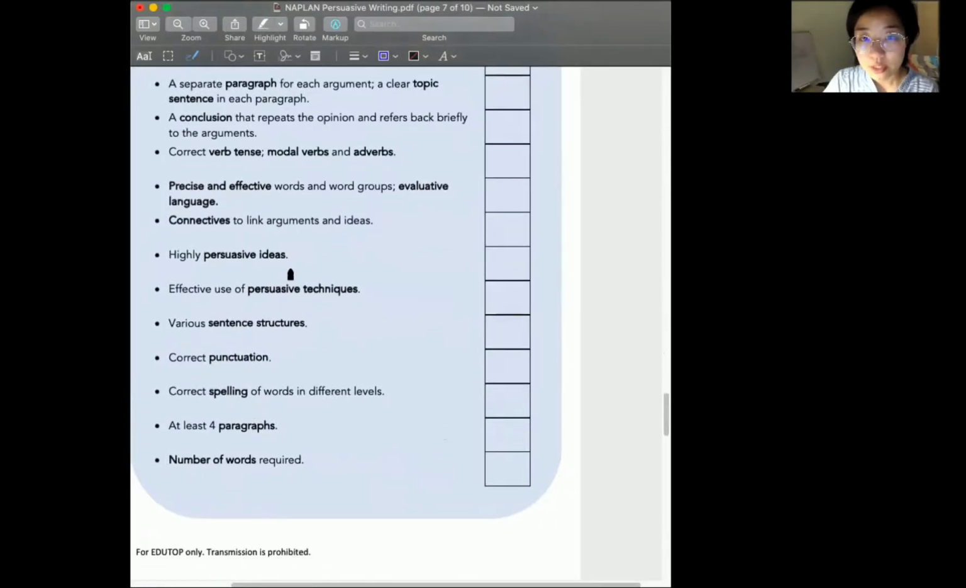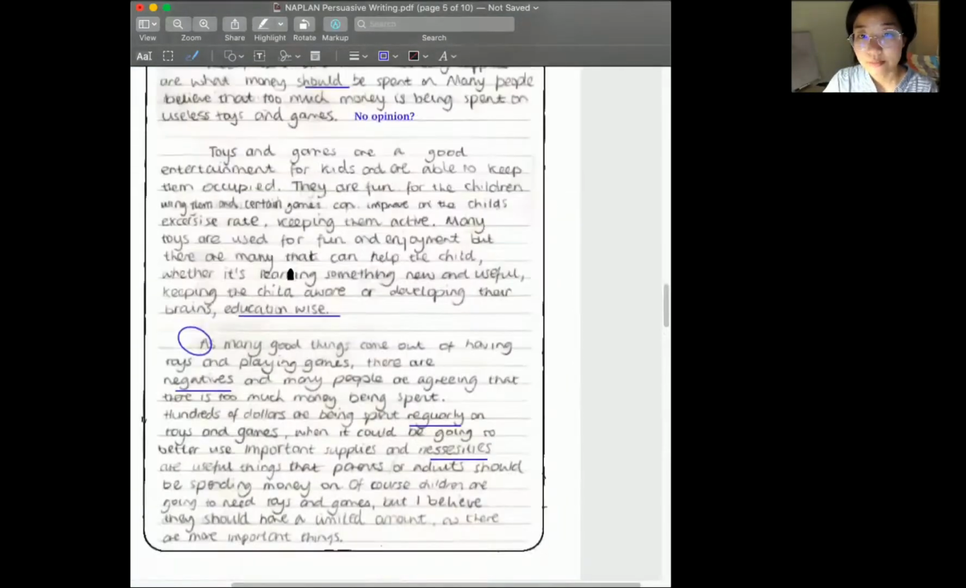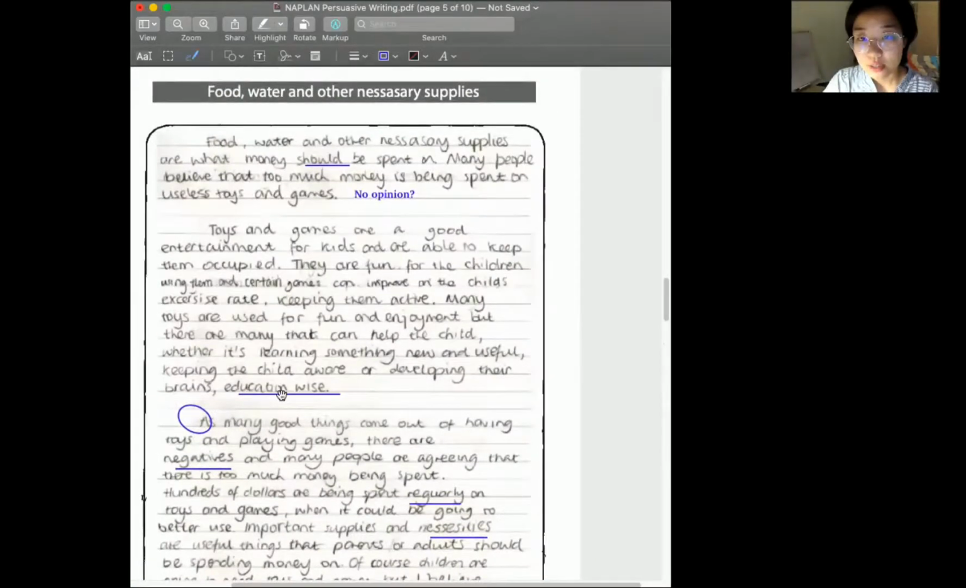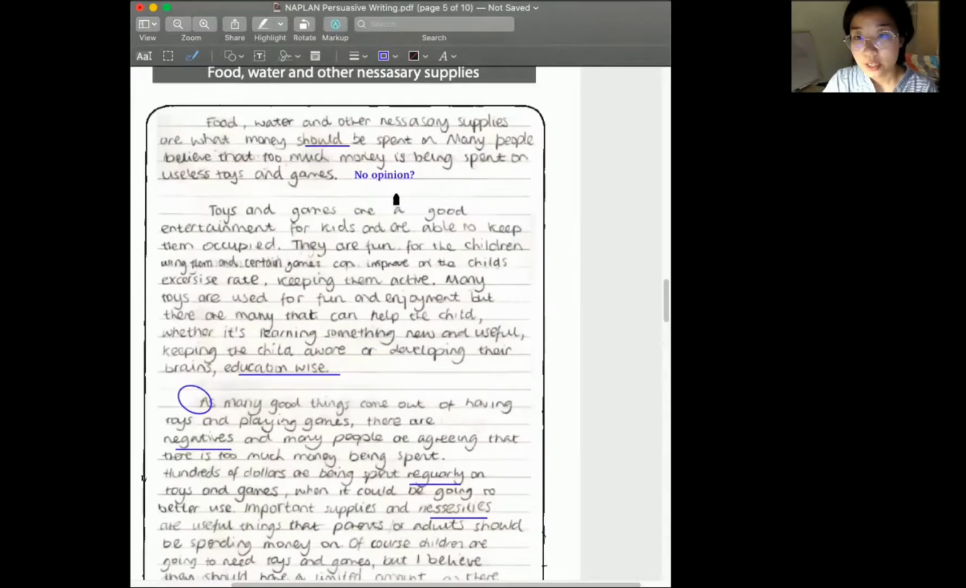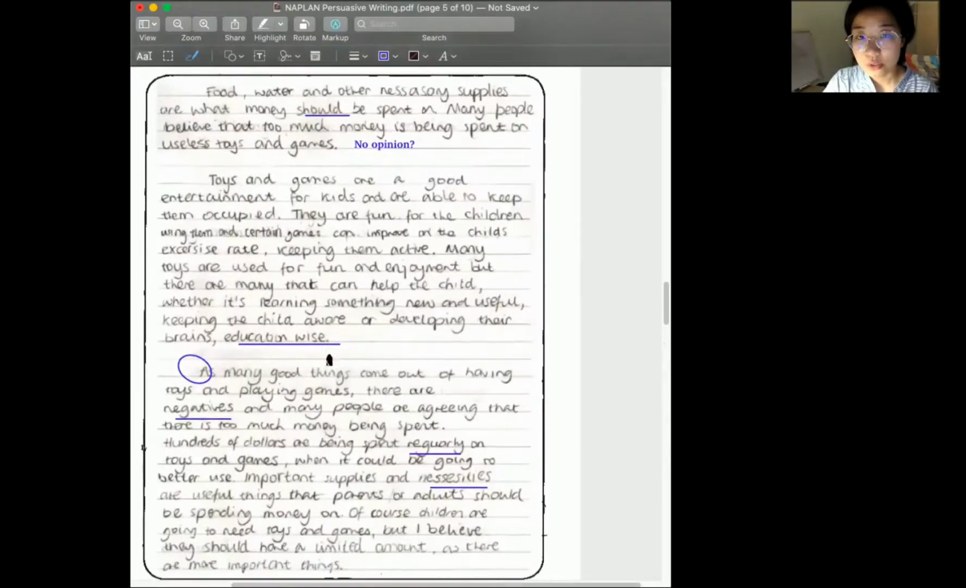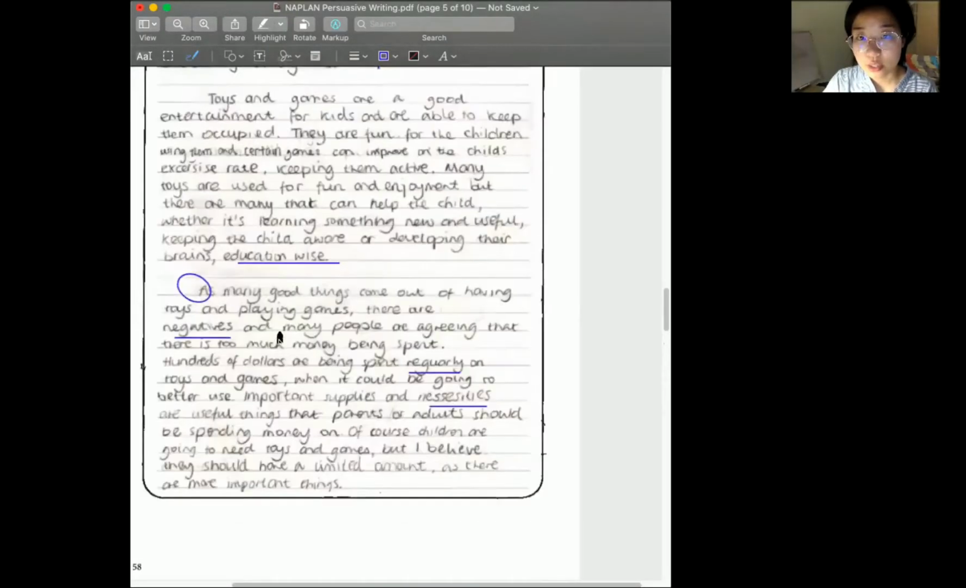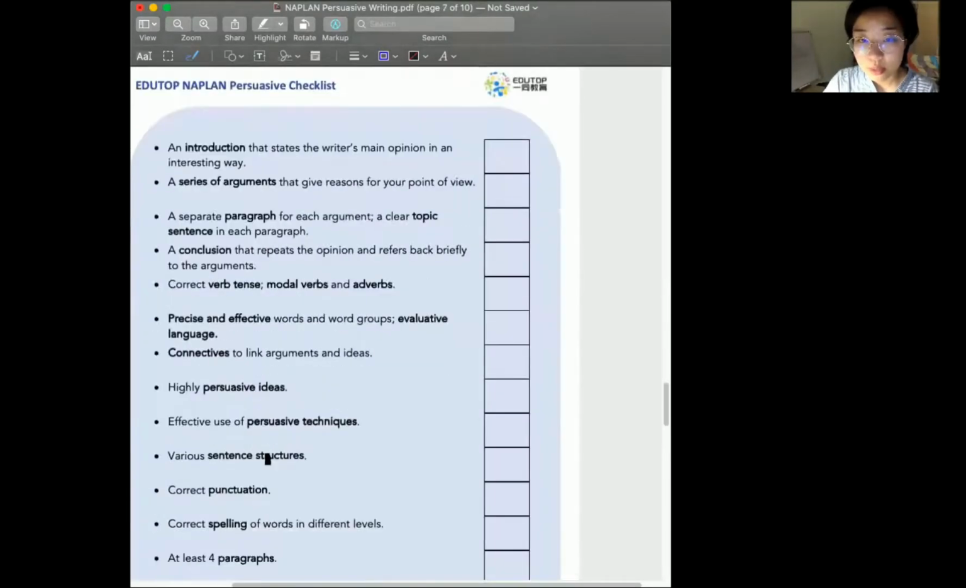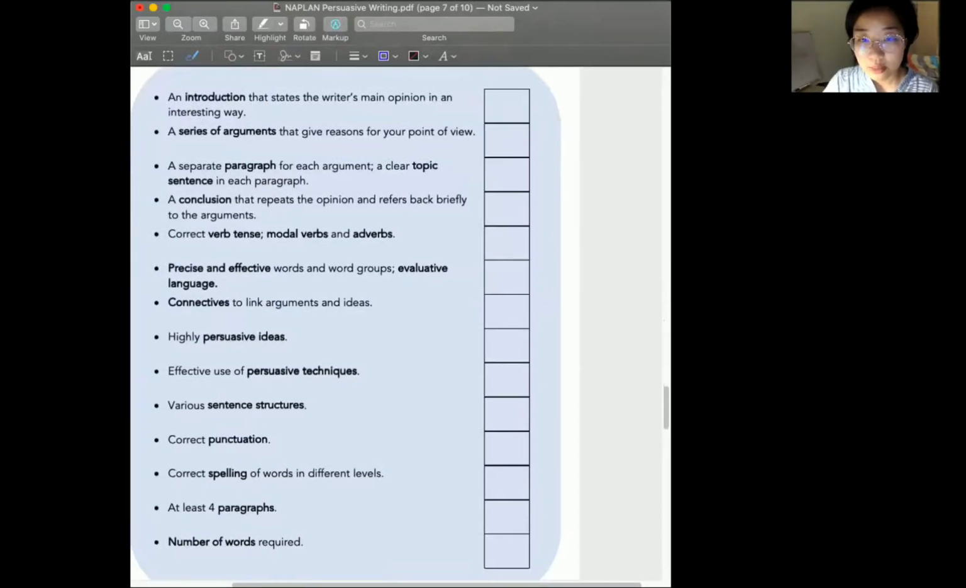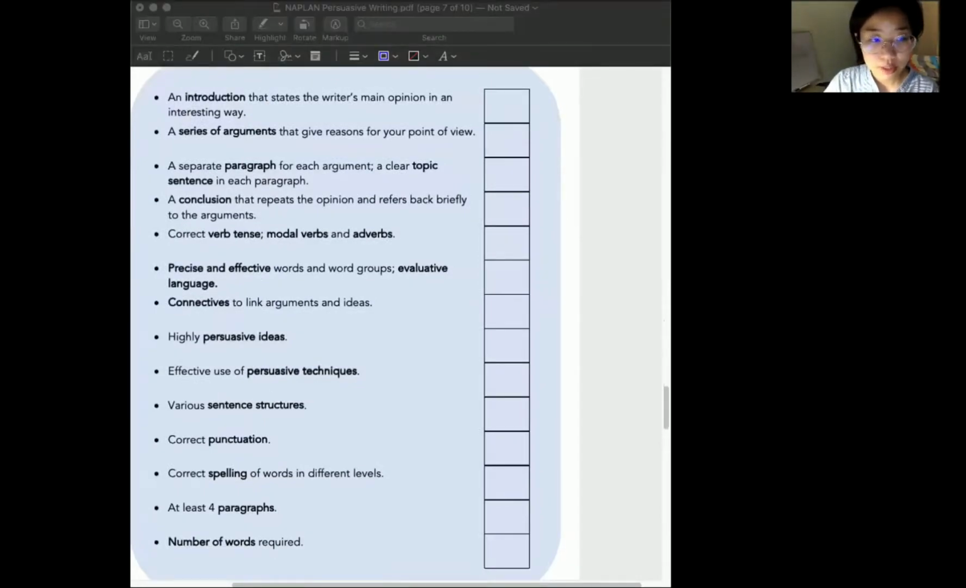Another one, highly persuasive ideas. If you read this person's paragraph, it has been constructed very well in a logical order, as it tries to support its argument in each one. So yes, persuasive ideas and persuasive devices. What do you think the persuasive devices used here are? Think about that for a while.